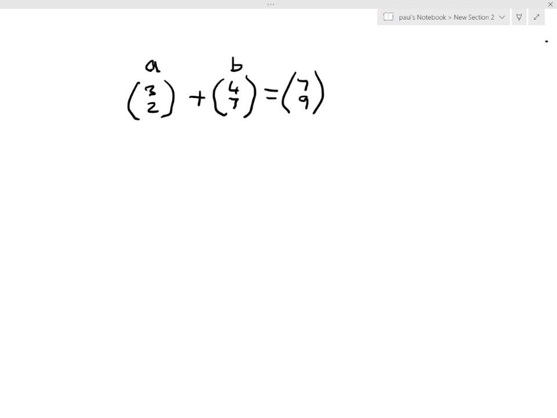And what we've done there, if we started at position A there, we've gone along 3 and up 2 to get to there, and then we've added along 4 and up 7 to get to there. So that is our vector when we've added the two together. And you see we've gone along 3 and 4, make 7 on the x, and 2 and 7 make 9 on the y.